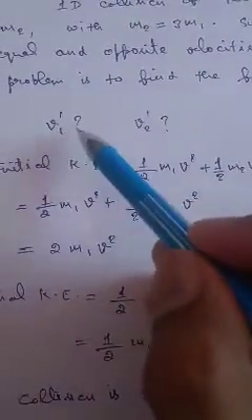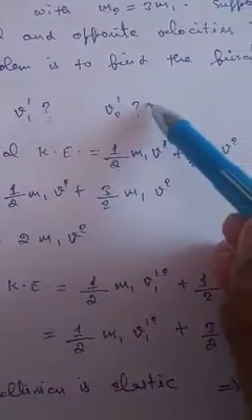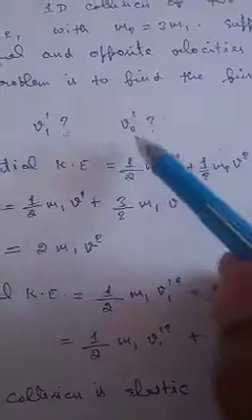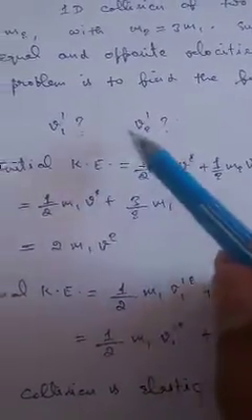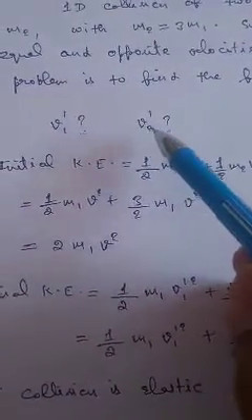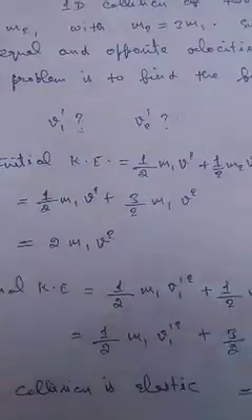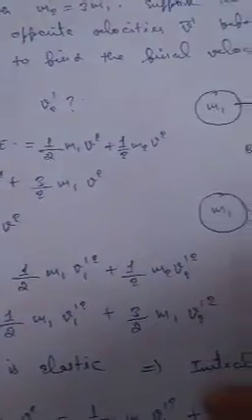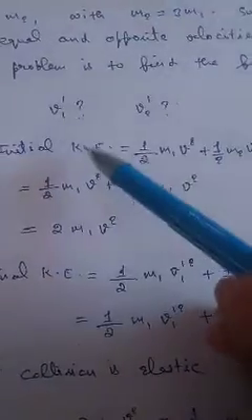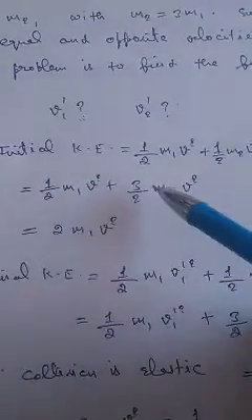In this problem, we have to find out what v1 prime and v2 prime are. So how many unknowns are there? There are two unknowns. How many equations do we need to find v1 prime and v2 prime? We need two equations. The first thing is, this is an elastic collision, so one equation we can write is that the initial kinetic energy is equal to the final kinetic energy.